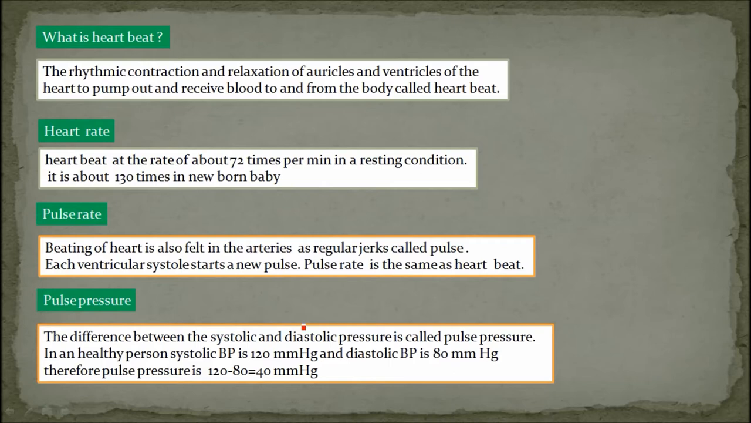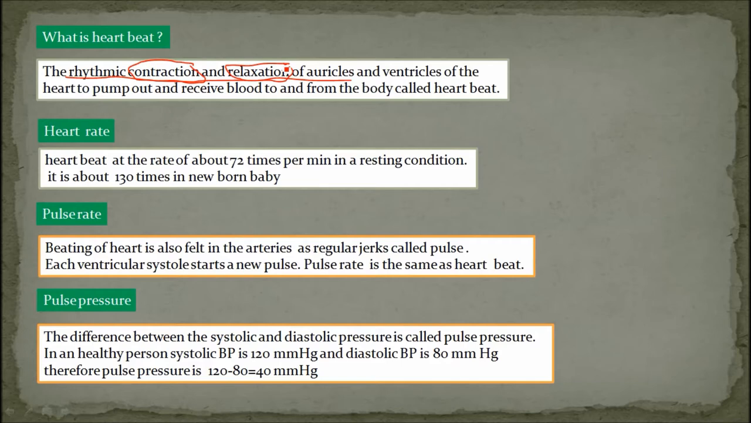Rhythmically means sequence-wise. Sequence-wise it completes the contraction and the relaxation. Contraction means systole and relaxation means diastole. These are the two phenomena that take place in the four chambers according to the movement of the blood. The auricles and the ventricles are the two parts on the right side and the left side.